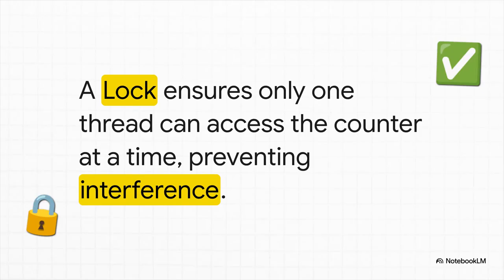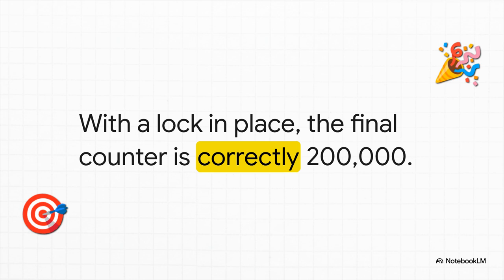So how do we fix this mess? Well, the solution is actually pretty simple. We just introduce a rule. In programming, we call this a lock. It's basically like putting a little sign on the spice rack that says, "in use." When one assistant grabs the lock, nobody else can even touch that counter until the first one is finished and takes the sign off. And boom, just like that, with our lock in place, we get the right answer, 200,000.